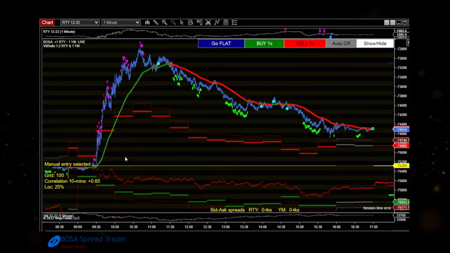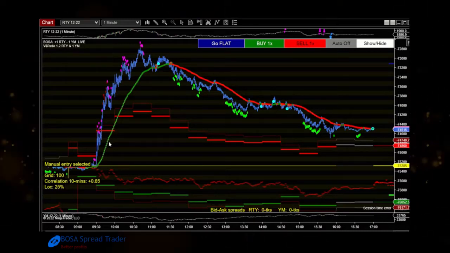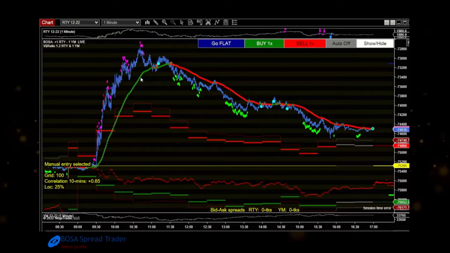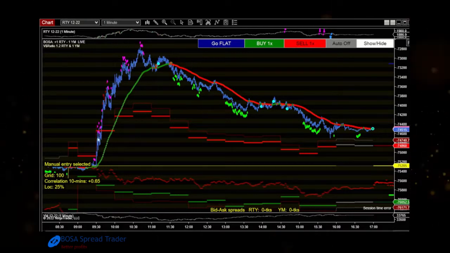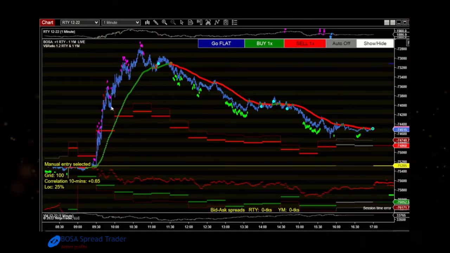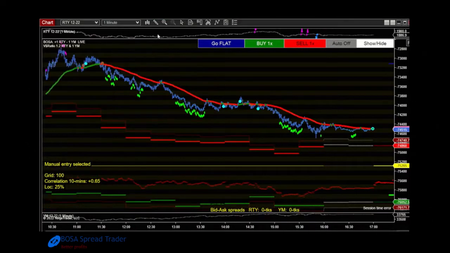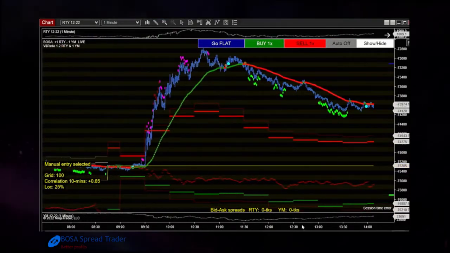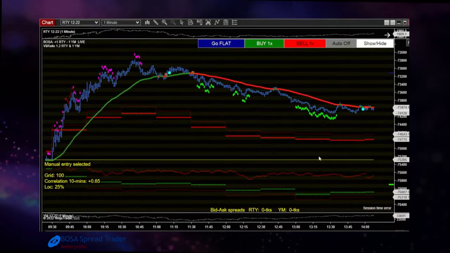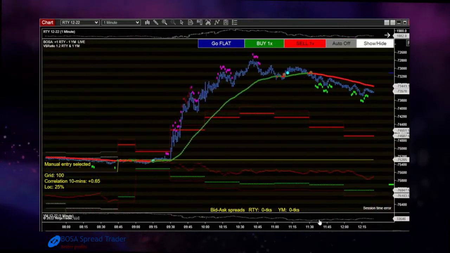Here is a spread of the Russell against the YM. So long Russell, short YM, and it just skyrocketed off the opening. I didn't jump on it, but it would have been a great opportunity to buy the spread. I'll do a trade-by-trade breakdown of what actually I did trade, but let's take a look at the setup here.